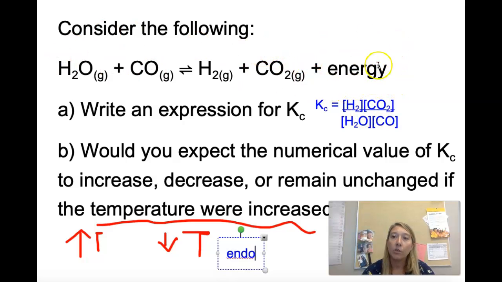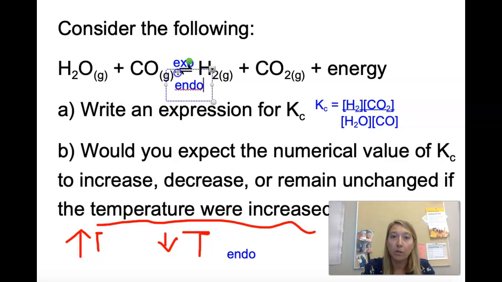If we look here, the energy term is over on the product side. If you remember back to when we did Le Chatelier's, when the energy was on the product side, that told us the forward direction was exothermic, which means by default the reverse has to be endothermic. So we've decided this system has to go in the endothermic direction, so it's going to shift this way. That means the concentration of water and carbon monoxide is going to increase, and the concentration of hydrogen and carbon dioxide is going to decrease.